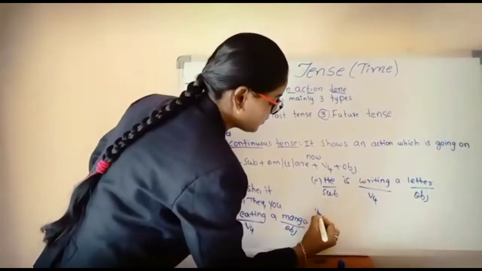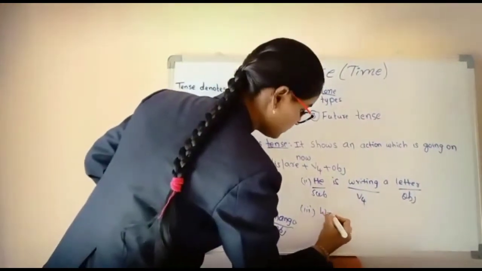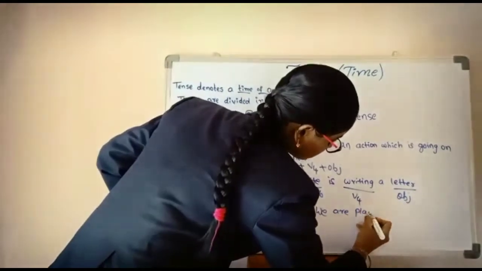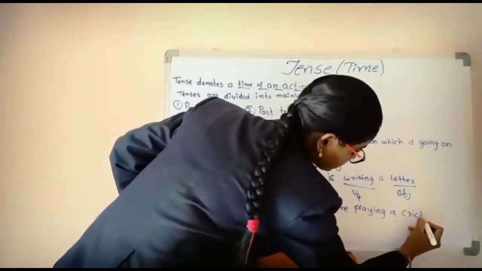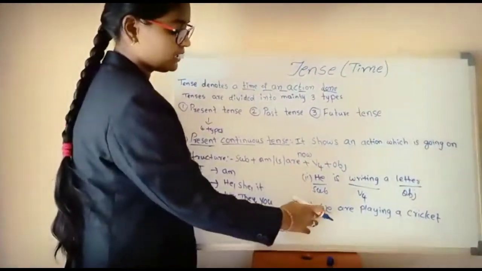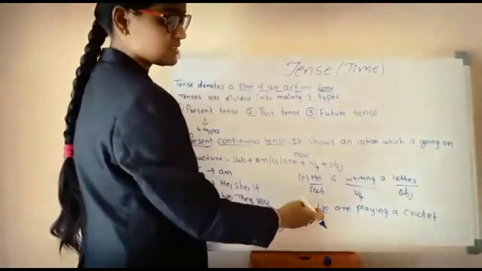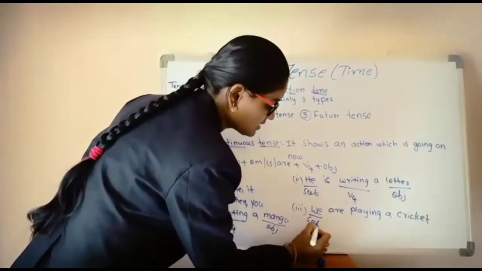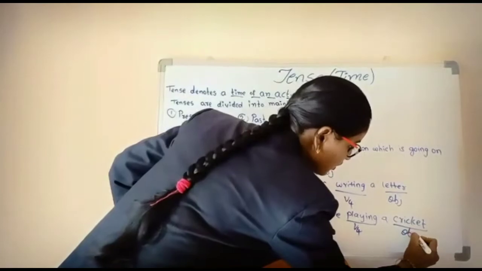And third example, I am using are helping verb. We are playing a cricket. Here instead of we can use pronoun, we can use nouns also. So here we is subject and playing is V4 and cricket is object.